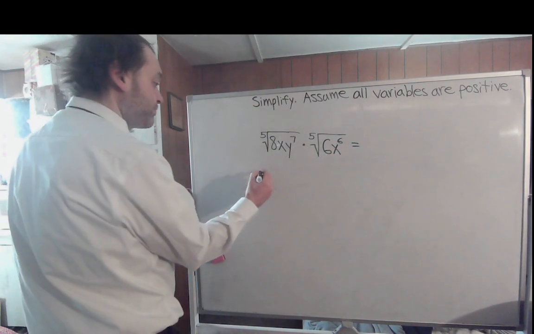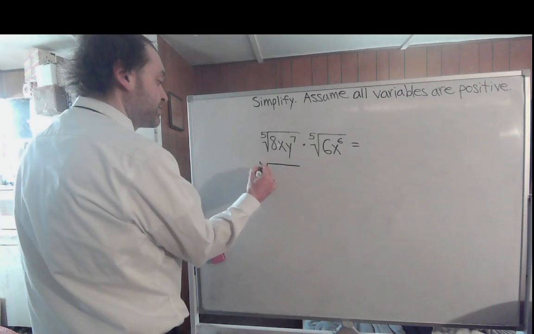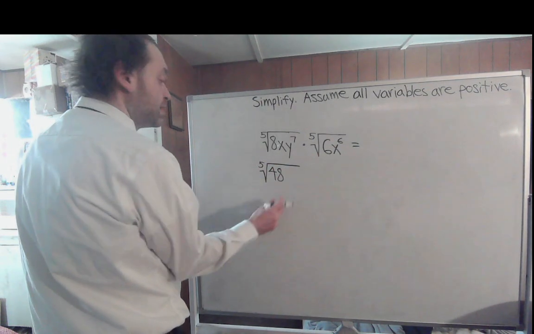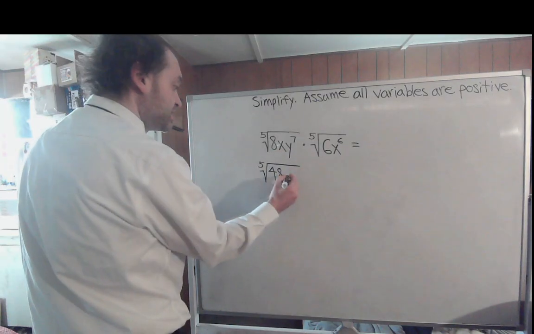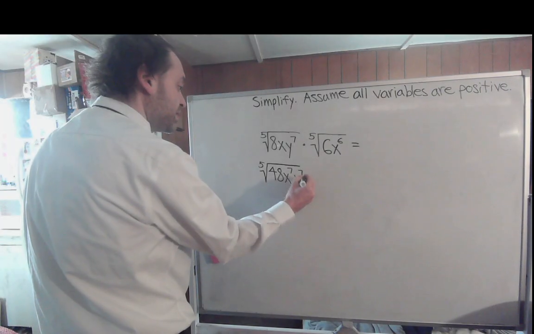So this will end up giving you the fifth root. 8 times 6 is 48. X times x squared would be x cubed. Then you just have that y to the 7th.